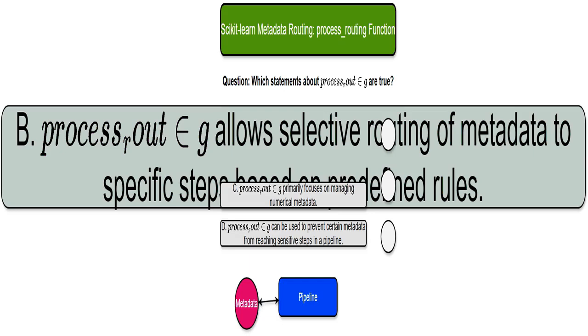Option B suggests that process_routing lets us choose which parts of the pipeline get specific metadata. This is a key aspect to evaluate. Does process_routing give us this level of granular control, or is it more of a one-size-fits-all approach?